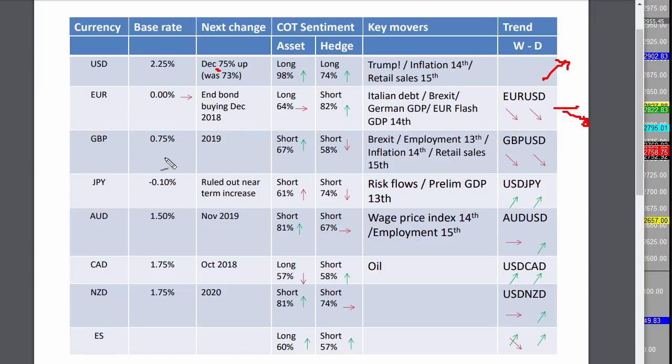The pound: shorts reduced to 67% here. In terms of the hedge fund traders, they increased slightly, but it's a coin toss here. This week we've got employment out on the 13th, inflation on the 14th, and retail sales on the 15th. Similar 14th to 15th for the US there, by the way, just to watch out for.